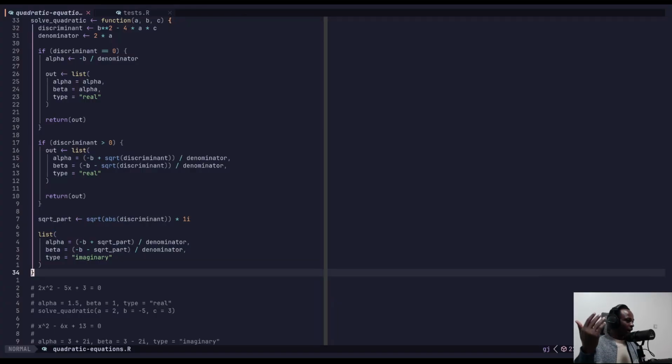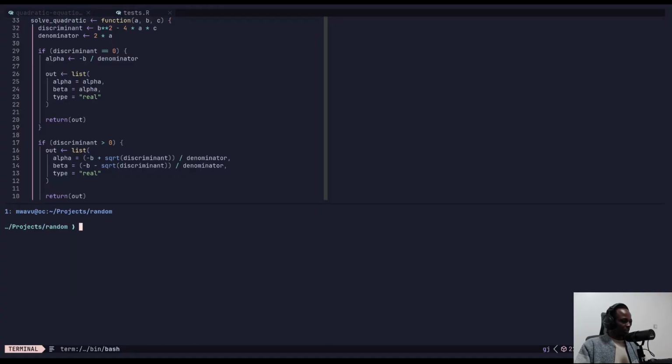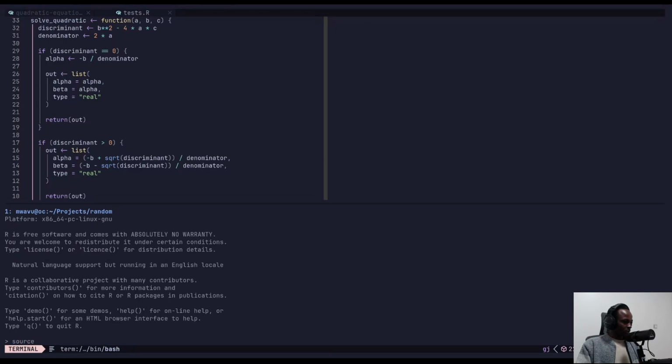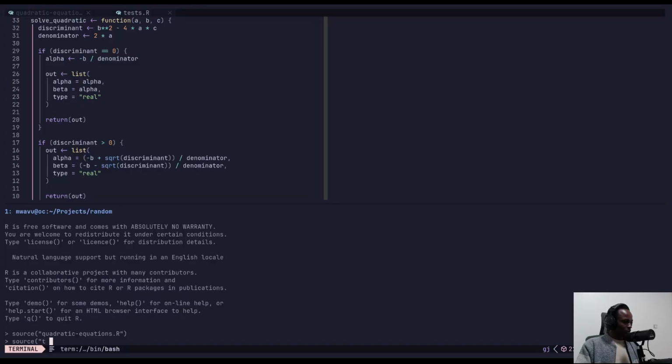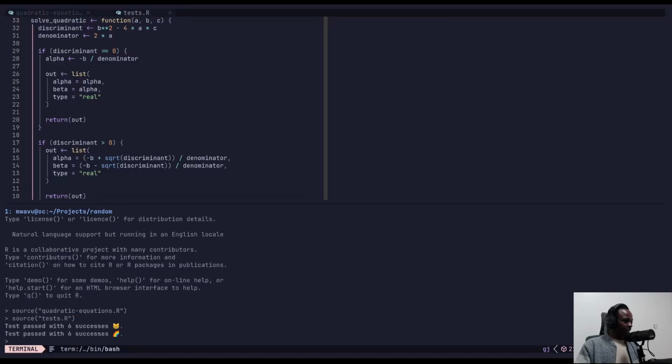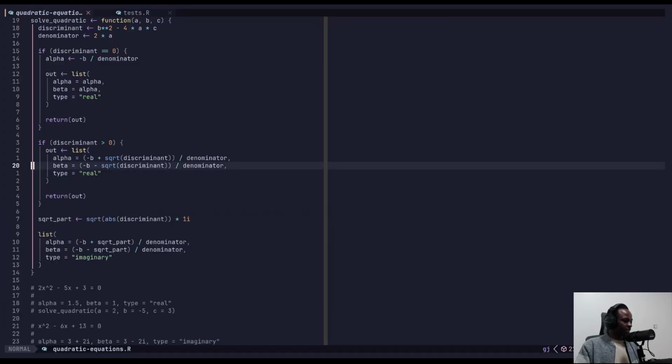Okay, now this looks good to me. Yeah, it looks good to me. So let me rerun the test to ensure I didn't mess something up. So I'm going to source quadratic equations.r, then I'm going to source the test. And there we go. I didn't mess anything up. So this is the implementation. And yeah, I'm pretty satisfied.